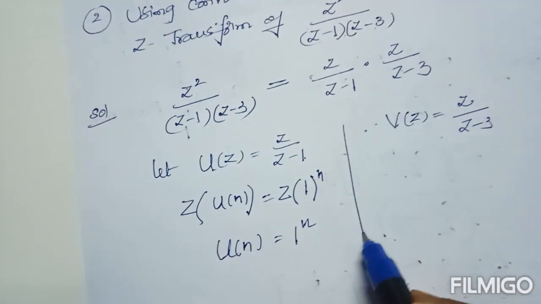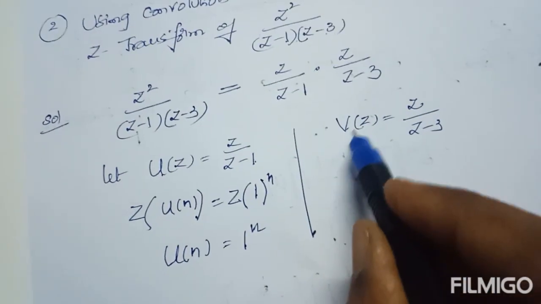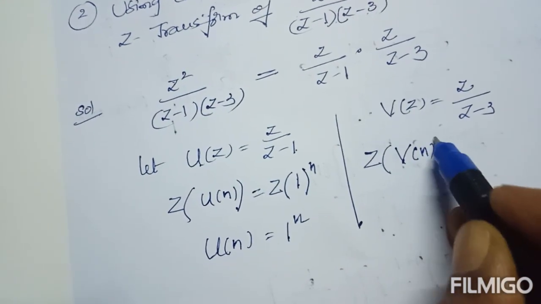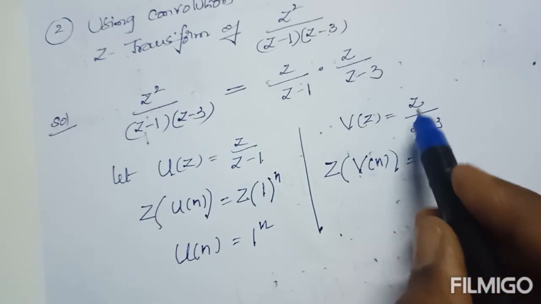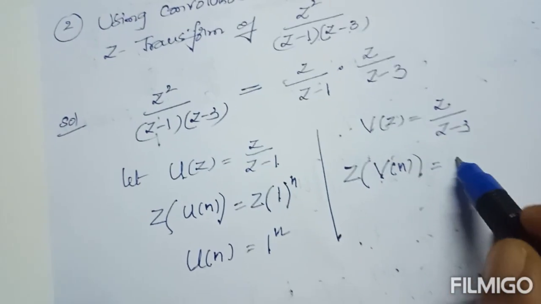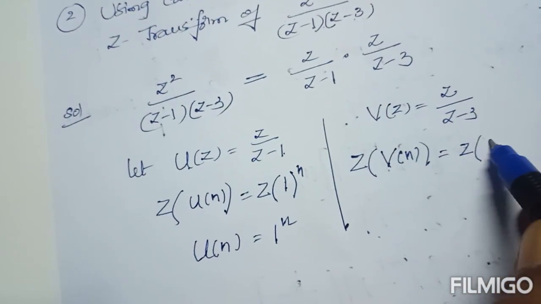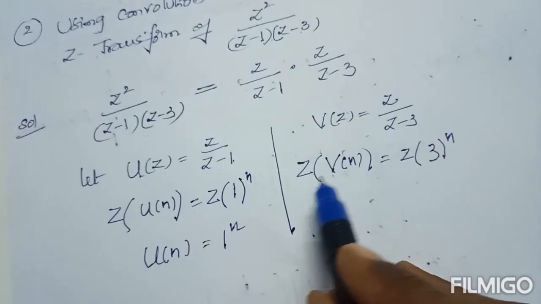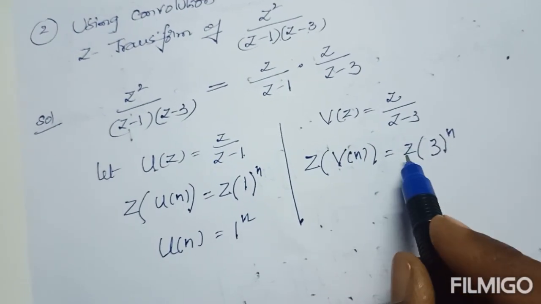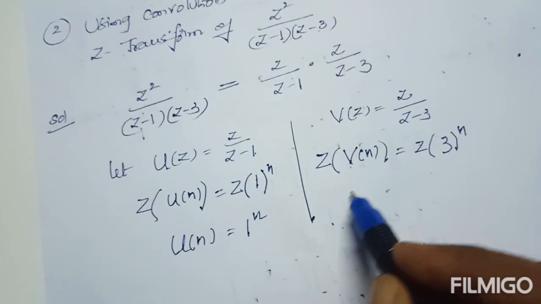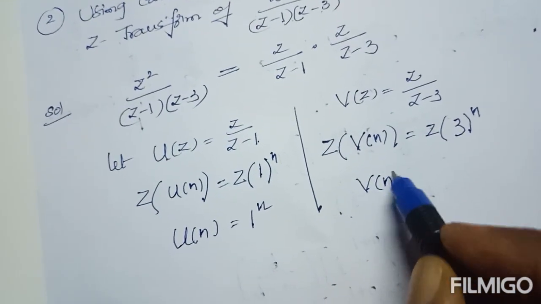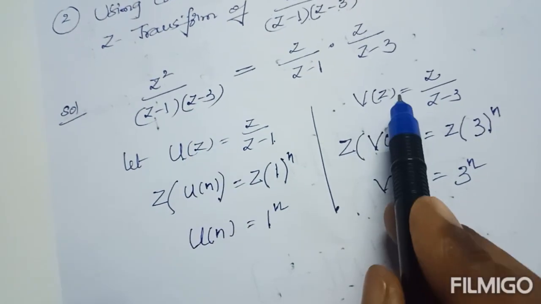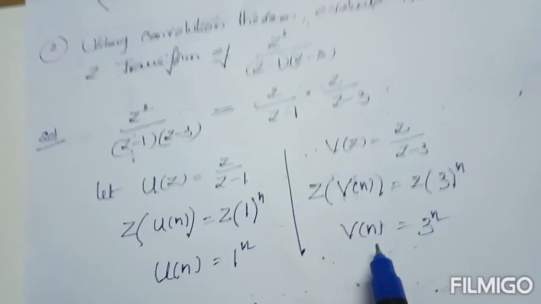After that, V(z). V(z) actual meaning is the z transform of v(n). That equal to, this is also z by z minus a form. Z by z minus a is the z transform of a power n, where a is 3, a power n. Now on both sides there is a z transform operator, you can cancel that, then you will get v(n) equals 3 power n. Now U(z), V(z), u(n), v(n), everything is clear.